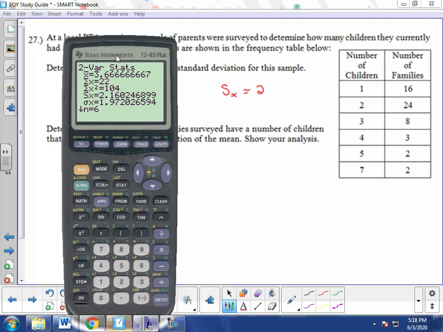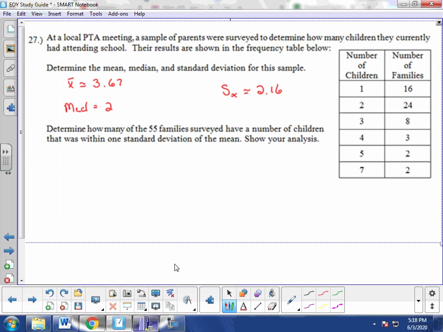We use the sample because we're not surveying every parent in the school. Sorry, we're only surveying parents that are at the meeting, not all the parents that are at the school. So approximately 2.16 would be our sample standard deviation.